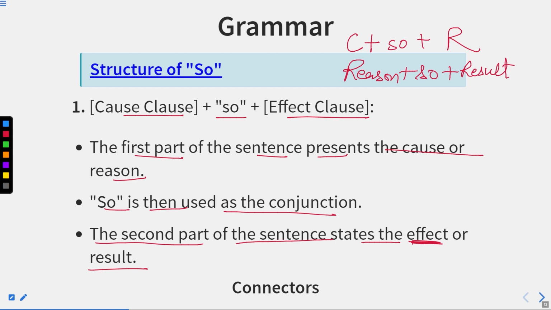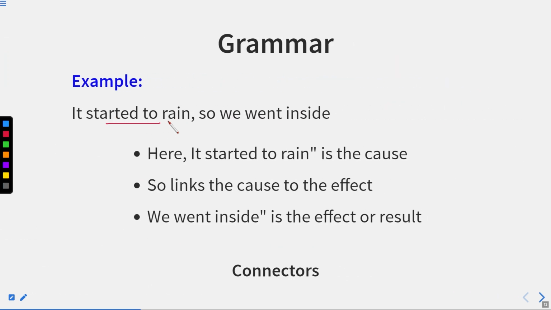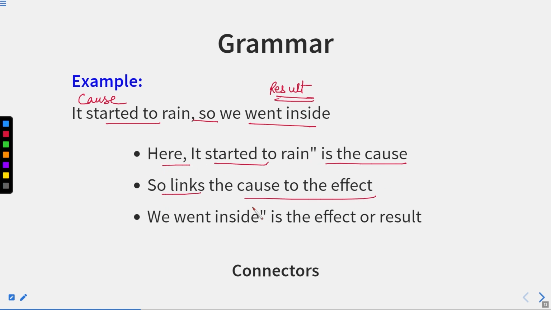So you can learn it like this. R so R, that is reason, so result, or we can also have cause so then effect. So C plus so plus E, that is cause, and after that effect. Now let us move further. Example, it has started to rain, so we went inside. So this is the result and this was the cause, or you can say this is the effect. Here it has started to rain is the cause, so links the cause to the effect. We went inside is the effect or result.